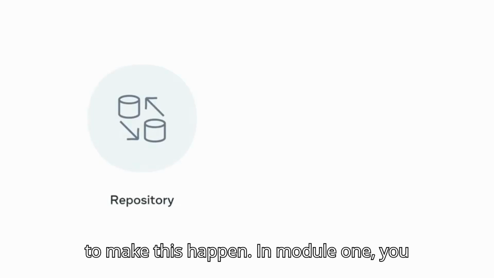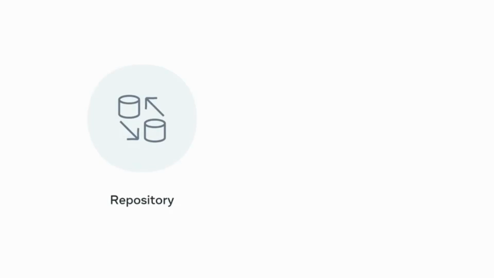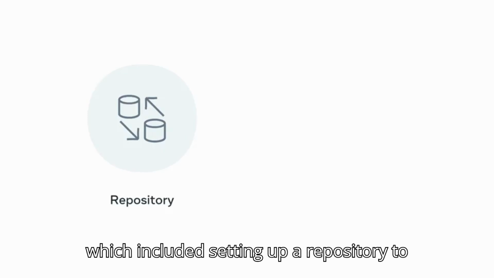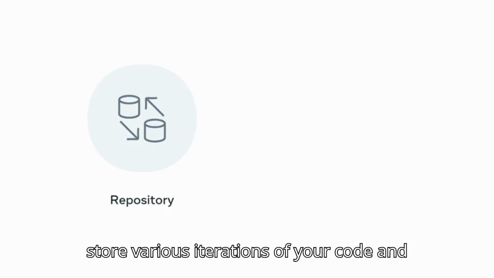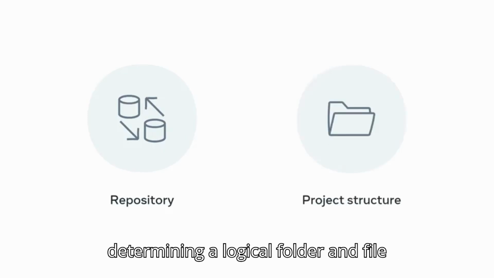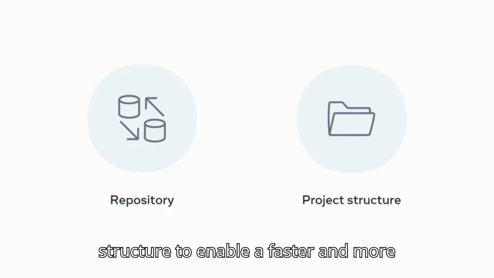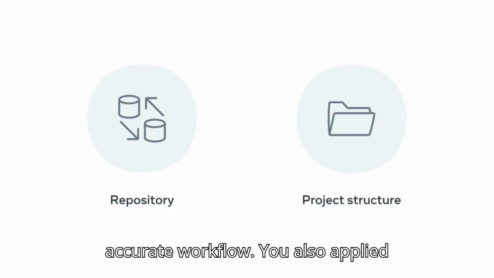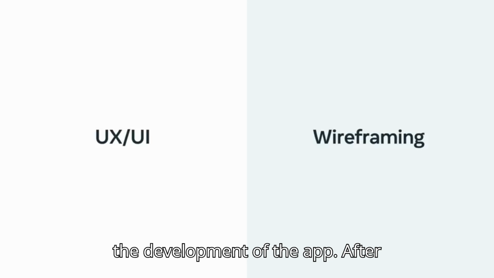In Module 1, you established your development environment, which included setting up a repository to store various iterations of your code and determining a logical folder and file structure to enable a faster and more accurate workflow. You also applied principles of UX and UI in designing the app and completed a wireframing exercise to help ensure that all the pieces fit together correctly before continuing with the development of the app.